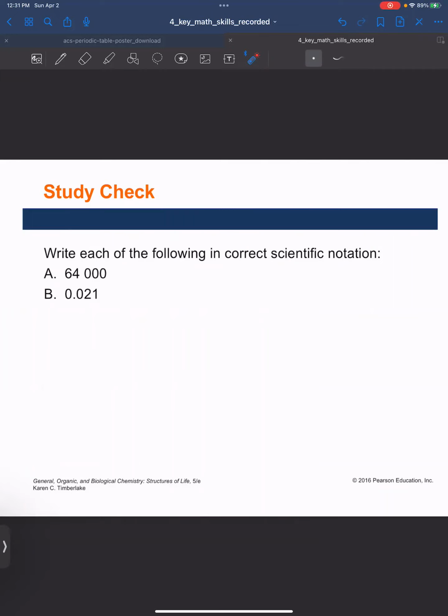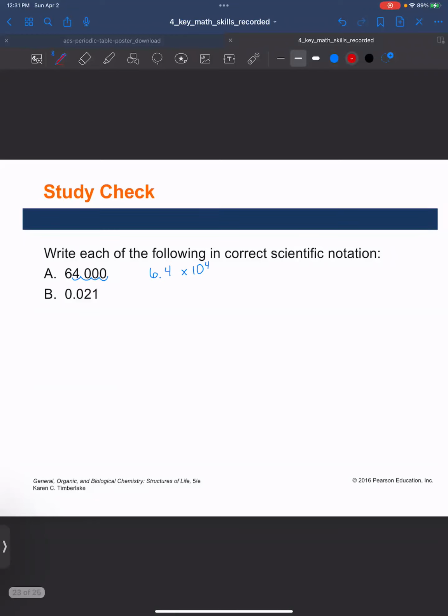All right, so let's see what you got. So the first one, 64,000, I would put the decimal right after the first non-zero number, which is 6, and then I'd have to move it 1, 2, 3, and 4. So you would write the coefficient 6.4 times 10 to the 4th. Good. Hopefully you kept that as a positive exponent there. And there's no units, so no need to write units down for that one. So 6.4 times 10 to the 4th.